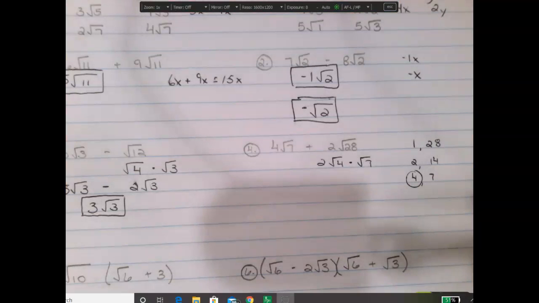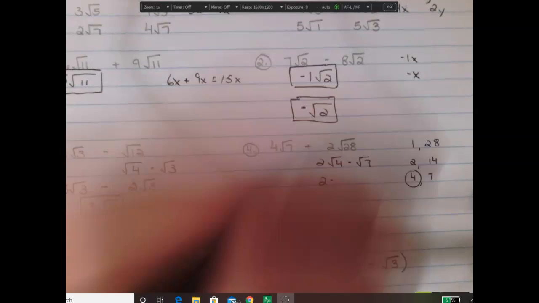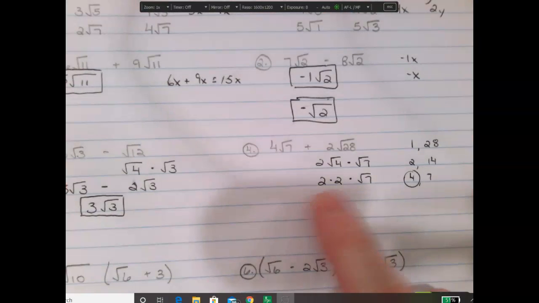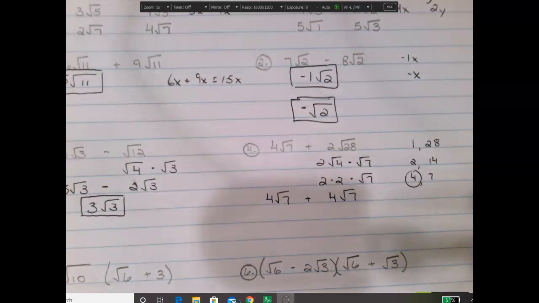Then from there, let's simplify this now. So 2 times, what is radical 4 simplified as? 2. So 2 times 2 times radical 7. Let's go through and simplify this whole thing out now. 2 times 2 is 4, 4 radical 7. So my new problem is 4 radical 7 plus 4 radical 7.